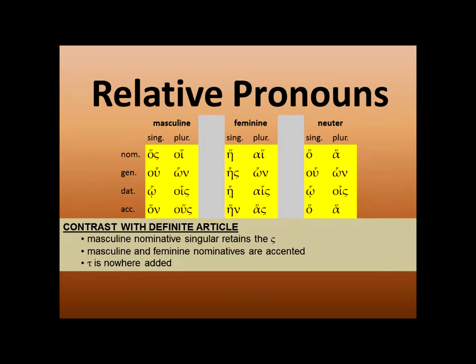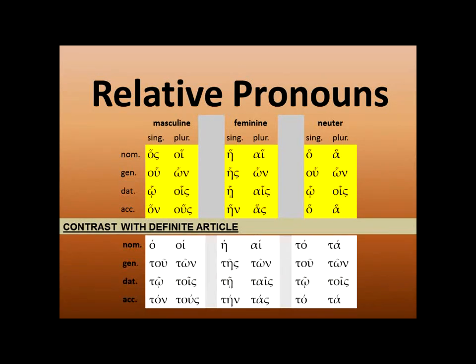Tau in Greek, T in English, is nowhere added. You'll remember that in the definite article, once we get out of the nominative case, the definite article always begins with a tau. And in the neuter gender, even in the nominative case, the definite article begins with a tau. But the relative pronoun never begins with a tau. So here you see below in the white background the definite article, and above in the yellow background you see the relative pronoun. Very similar, but with distinct differences.